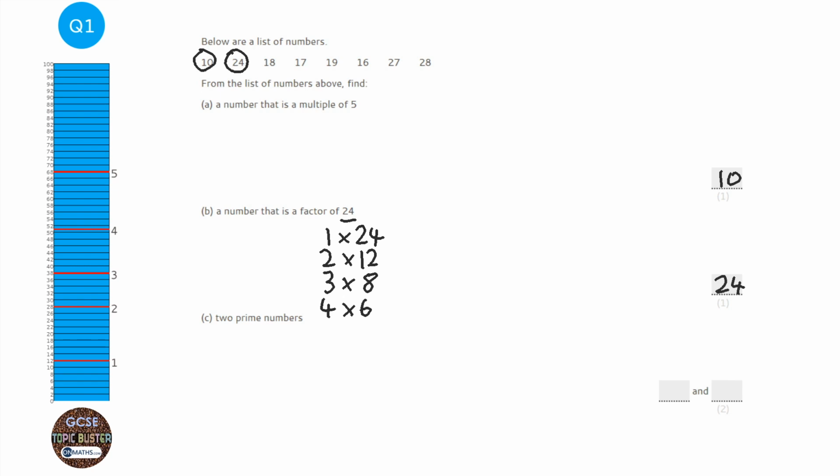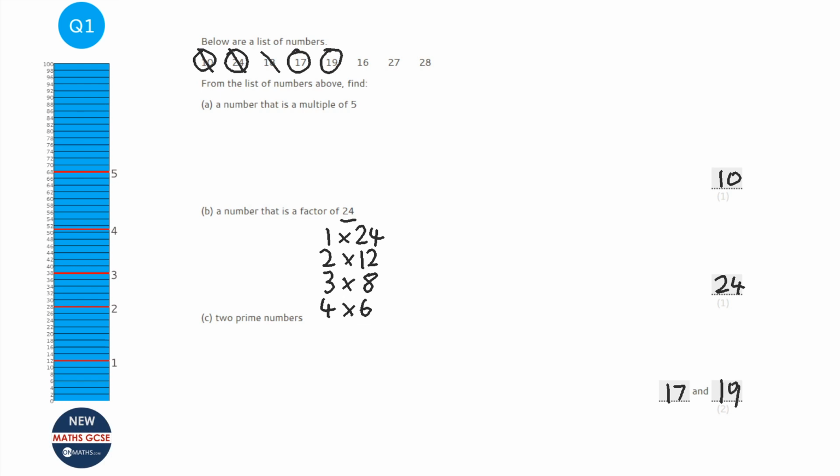Now the next part: 2 prime numbers. Prime numbers only have 2 factors, 1 and themselves. If there's any more factors, it's not a prime number. So let's go through the list. 10 is in the 5 times table, which we identified in question A, so that's not a prime number. 24, well we've listed out 6 other factors of 24, so that's not it. 18 is 3 times 6, so that's not going to be it. 17, I don't think of any times tables that 17 is in, so I'm going to say 17 is a prime number, which it is. And 19, well I can't think of any times tables 19 is in, so I think that's a prime number.